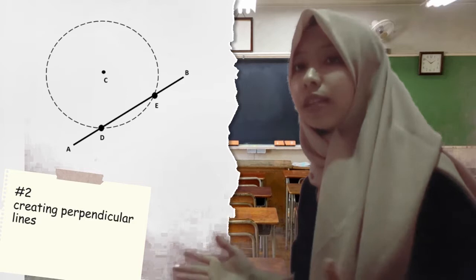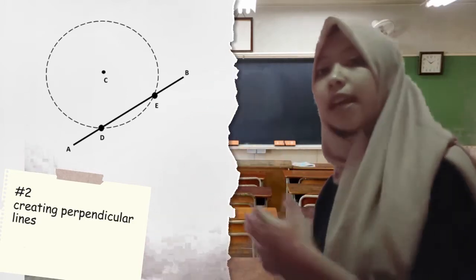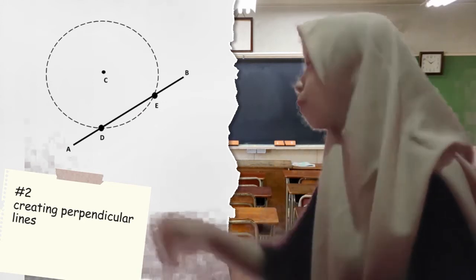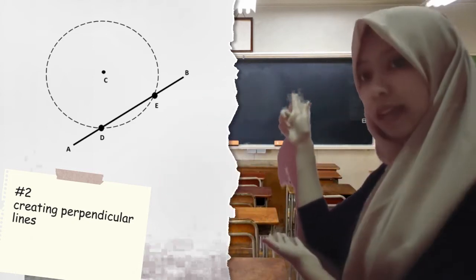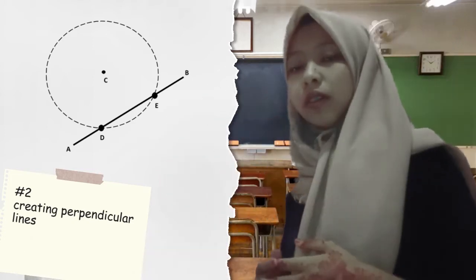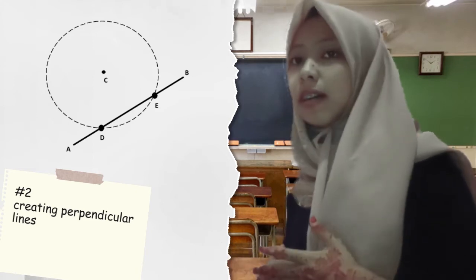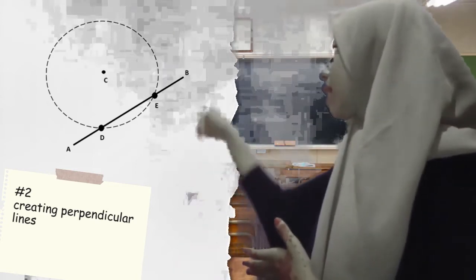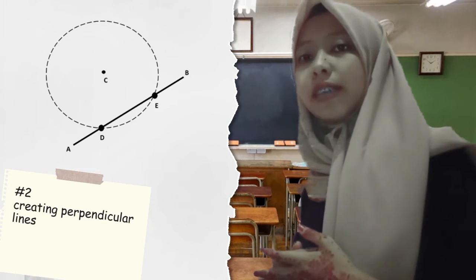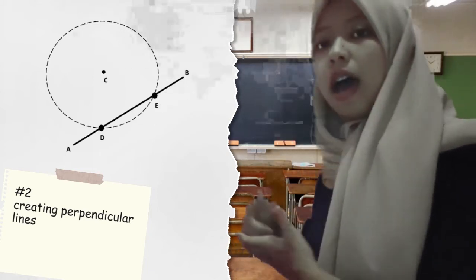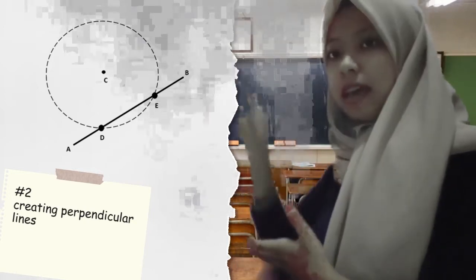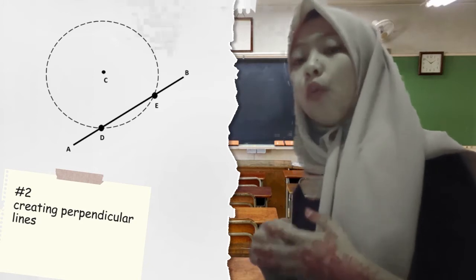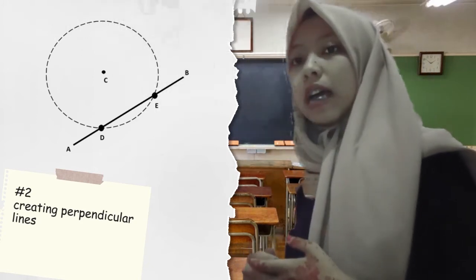Draw a circle with center C that intersects line AB at exactly two points, named point D and point E. Next, draw another circle with center D and radius DC, and a circle with center E and radius EC. Both of them will intersect at two points: C is one, F is another.